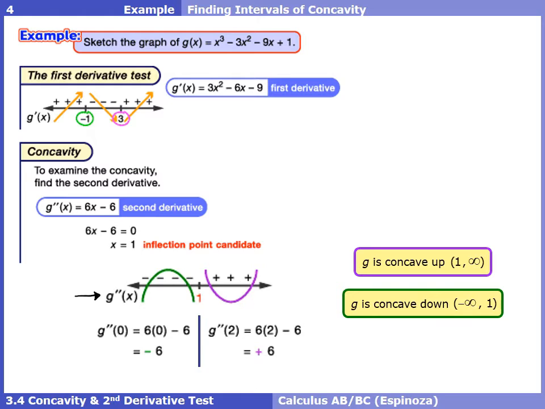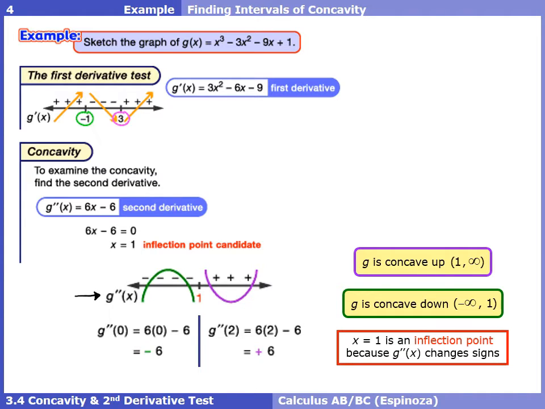But now we can take that information and make a very important conclusion. We said x equals 1 was a candidate for being a point of inflection. So did it turn out to actually be a point of inflection? Well, we observed that our graph went from concave down to concave up. So we can conclude that x equals 1 is a point of inflection because the second derivative changed signs.